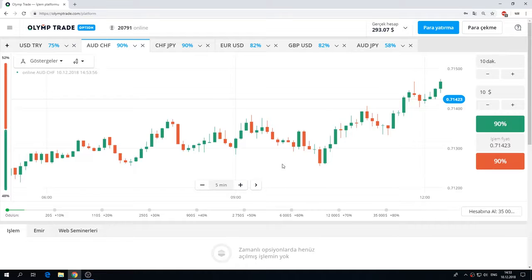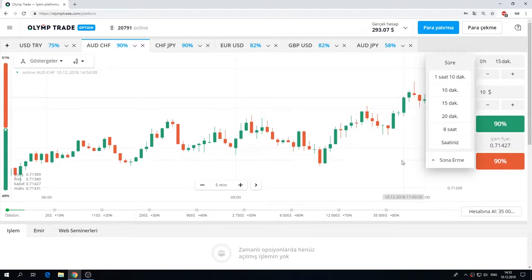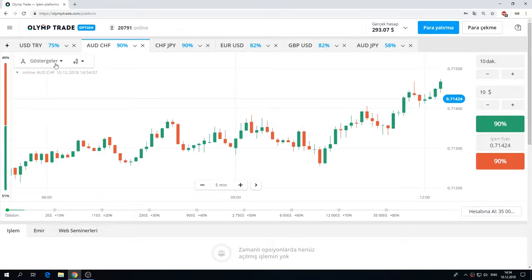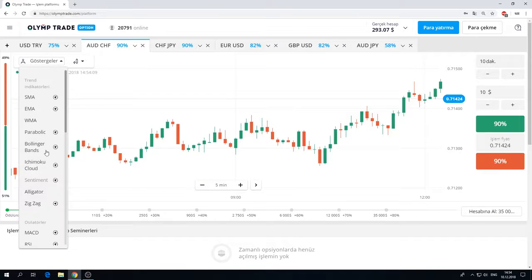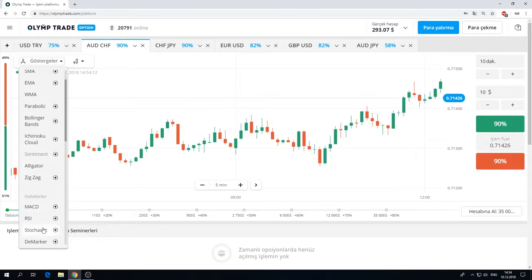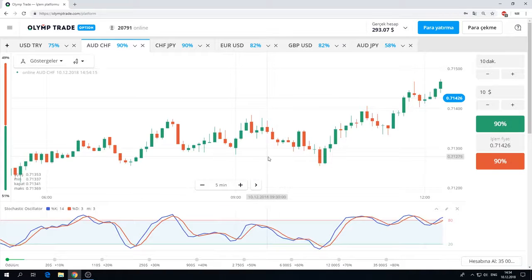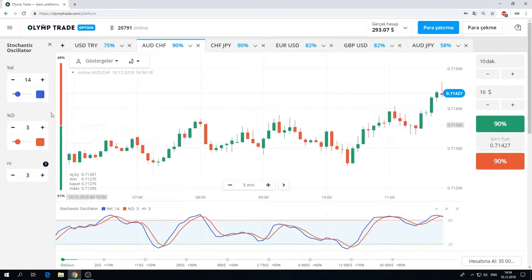Expiration time must be 2 or 3 times bigger than the chosen time frame. On the platform, open the Indicators tab and select Stochastic Oscillator. In the settings of the indicator, set the following periods: %K 14, %D 5 and M 5.